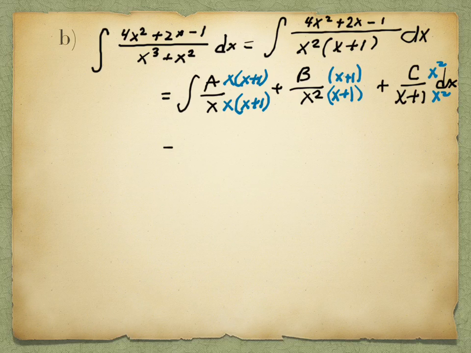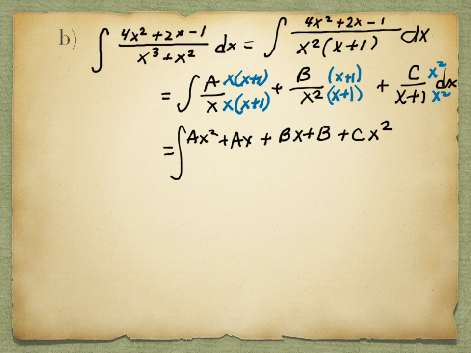All right, so now we're actually going to multiply this out. I've got ax squared plus ax, that's my first one. In the middle, I have bx plus b. And at the end, I have cx squared. Does that look okay? There's an error on my paper. That's okay. All right, and then the denominator would be this x squared times x plus 1.